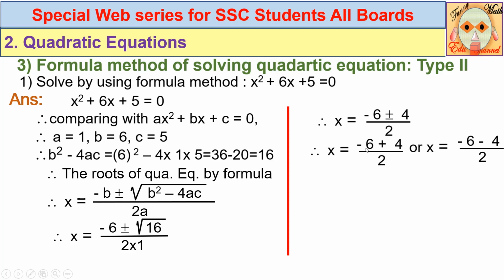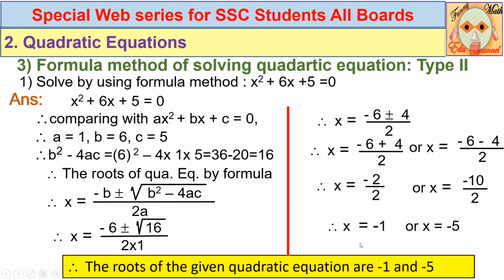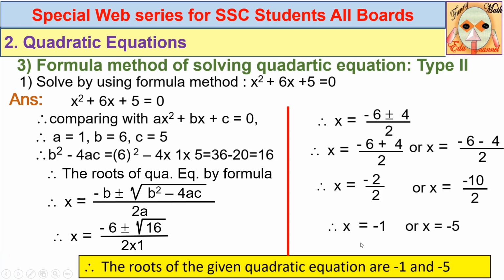Here you get minus 2 divided by 2, or here minus 10, because minus 6 minus 4 you get minus 10 upon 2. Now more simplification, 2 ones are 2, so you get x is equal to minus 1 and x is equal to minus 5, because 2 5s are 10 with minus sign, minus 5. In this way, the roots of the given quadratic equation are minus 1 and minus 5.